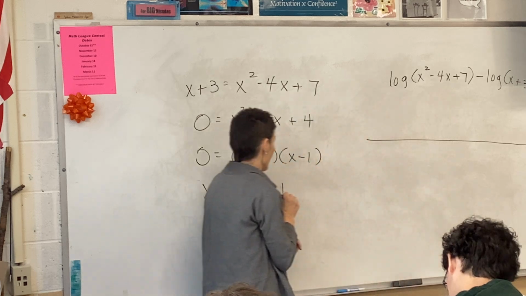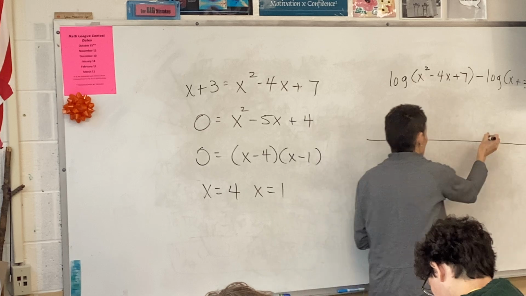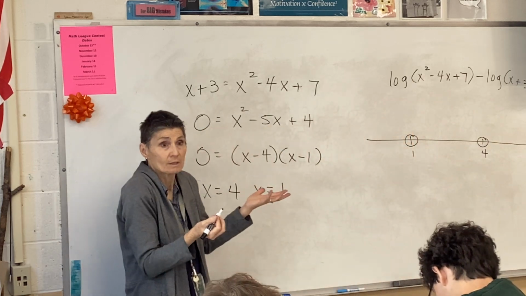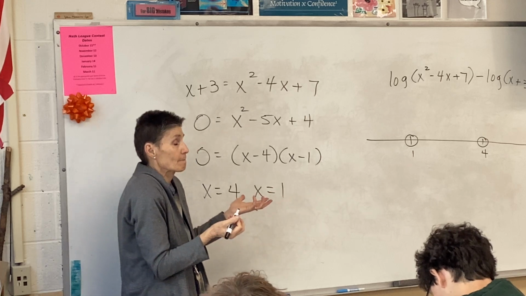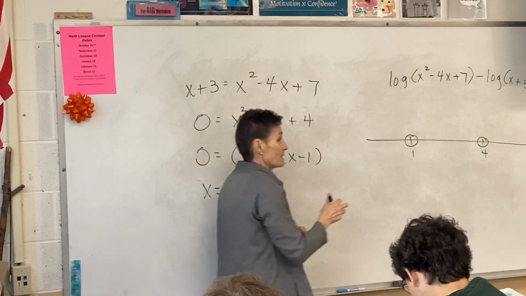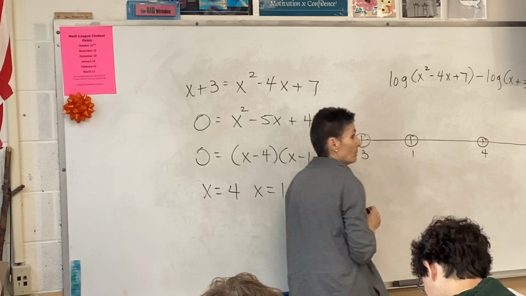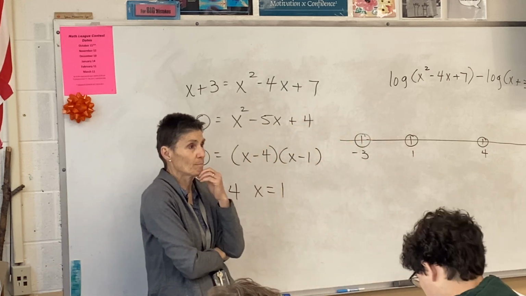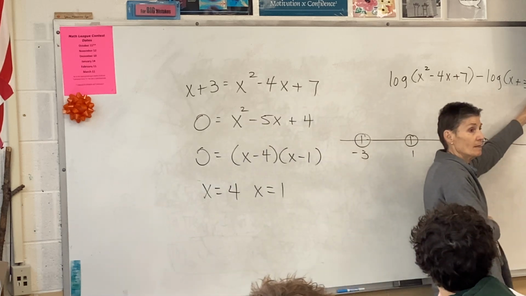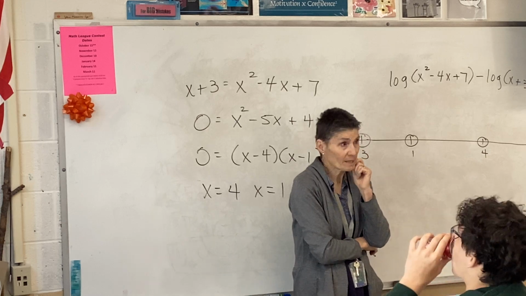And on that number line, I'm definitely gonna mark a 1 and a 4, because wouldn't you agree that those two numbers are important in this problem? There are other important numbers in this problem. For example, -3 is an important number in this problem. Why is -3 an important number? Because x has to be bigger than it. Would you agree with me?